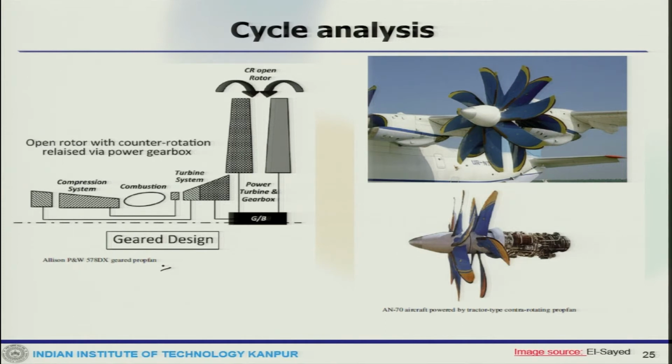Now, some progress has been made. So, this is the D-27 propeller fan. So, this was developed by the USSR. This has a conventional layout with propeller fan blades in front. So, it is used for propelling the AN-70 aircraft. So, this was used for the AN-70 aircraft.